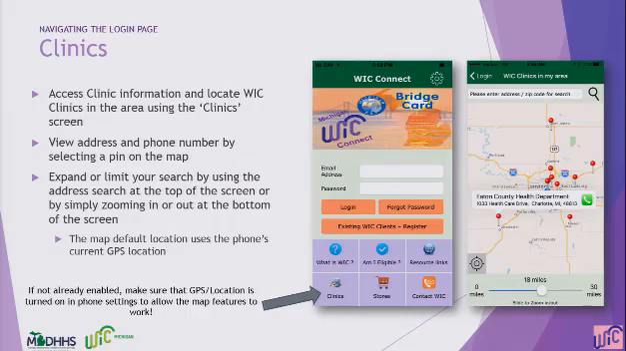If a client reports that they are unable to find a clinic or no clinics display on their map, remind them to verify that location services are turned on and remind them to adjust the search scope. The default image will display clinics within 5 miles of the client's current location. They may need to zoom out to see additional clinics.